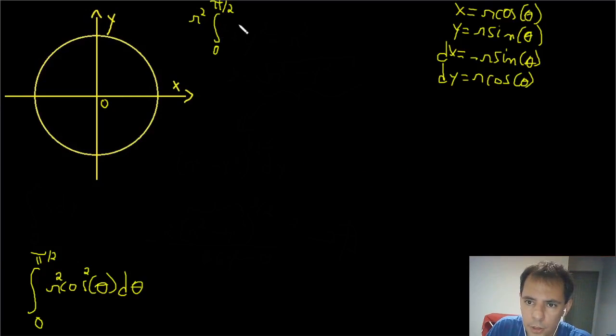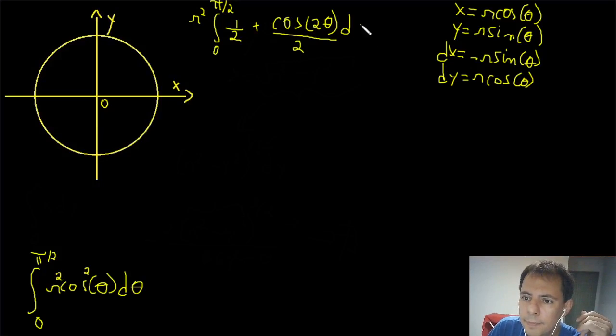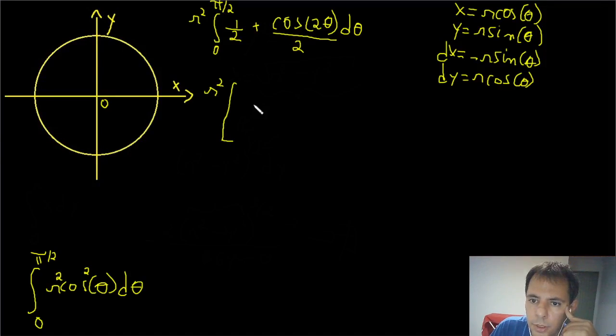So here we go. It's just going to be 1, and I'm going to separate the fractions too because it'll be easier. It'll be 1 divided by 2 plus the cosine of 2 theta divided by 2, d theta. We're not going to need this thing here anymore, so I'm just going to continue down here. So we have an r squared, and now we're going to integrate this.